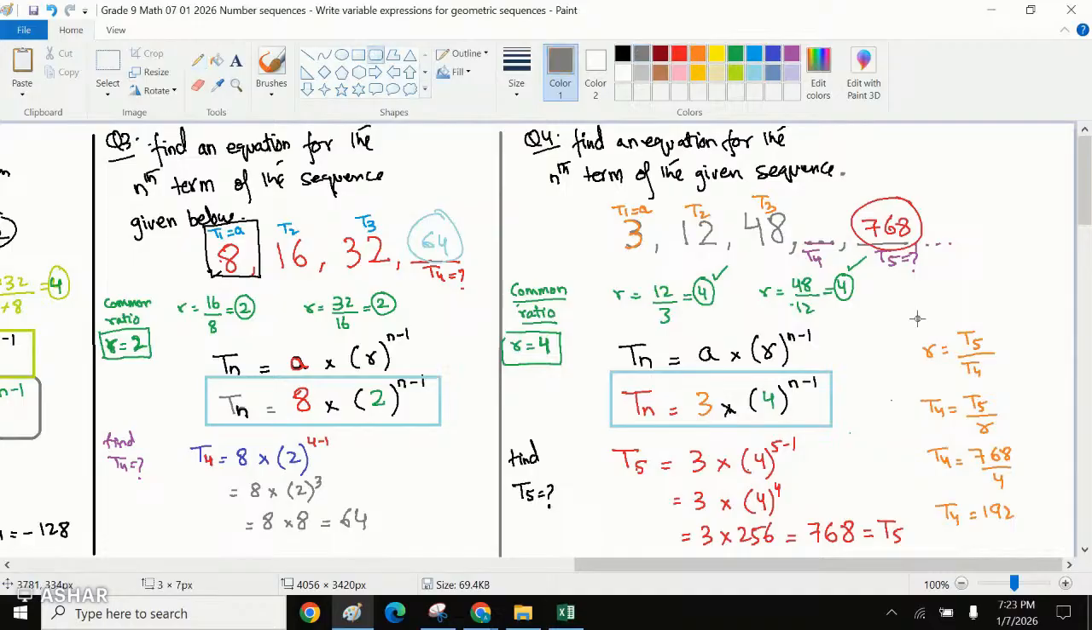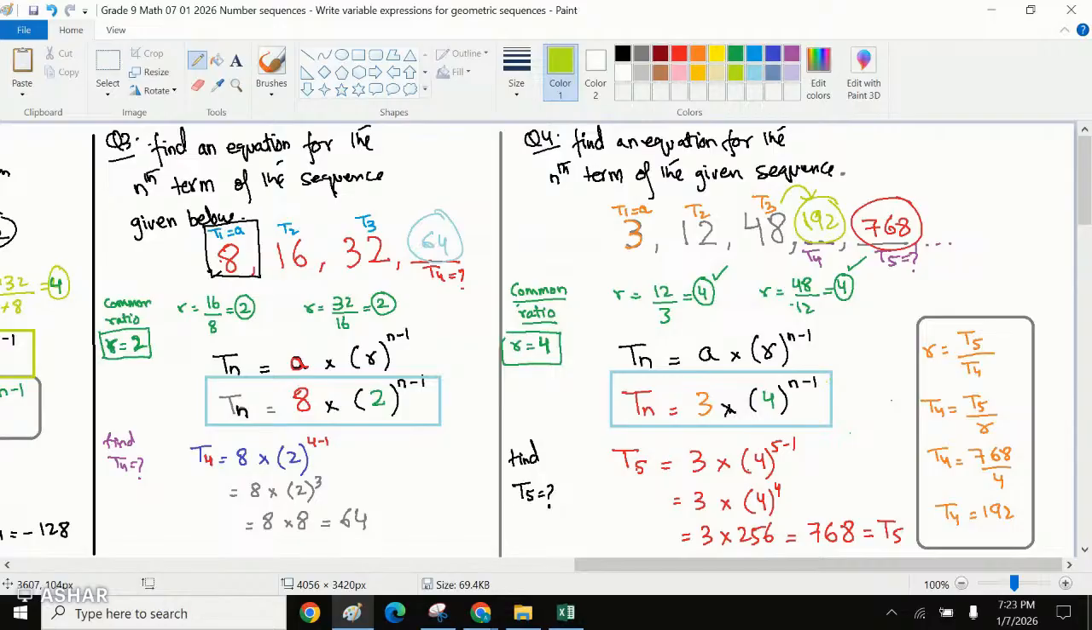There are several ways to solve a question, right? So we can say this should come out to be 192. We can always prove by this. Divided by 4 should be 48. Divided by 4 should be 12. Divided by 4 should be 3, right?